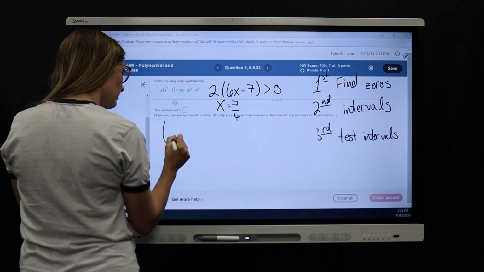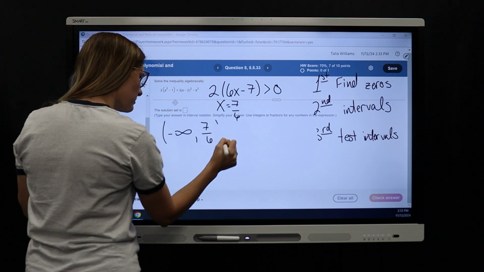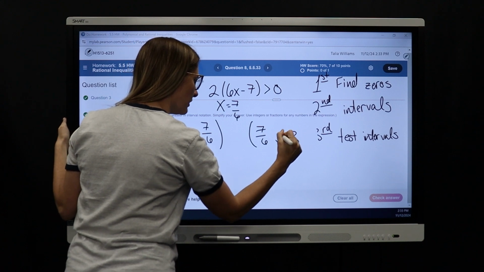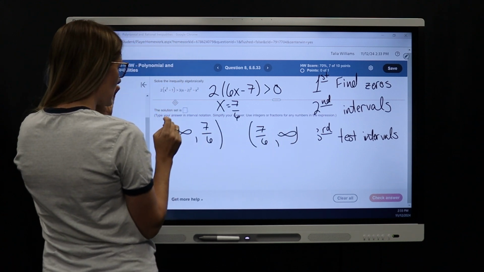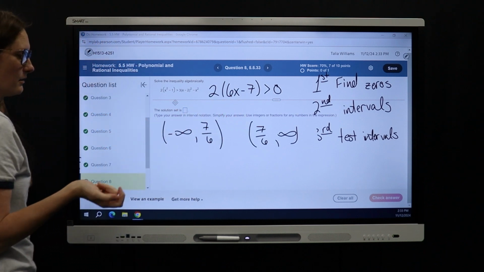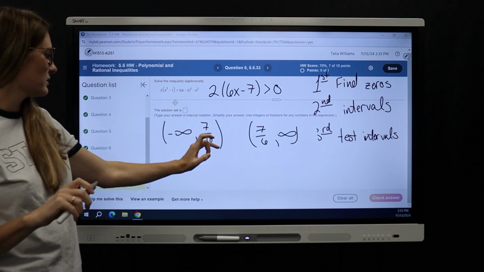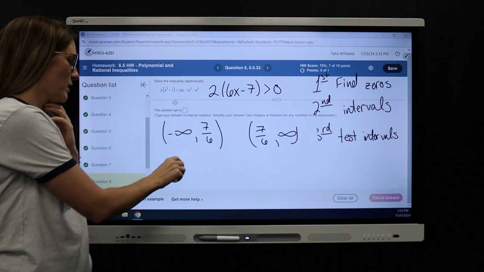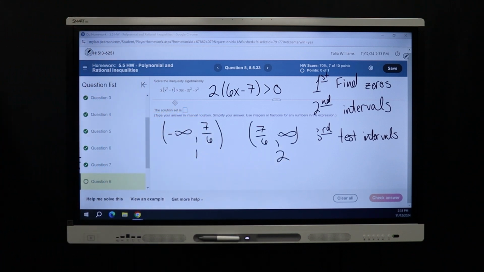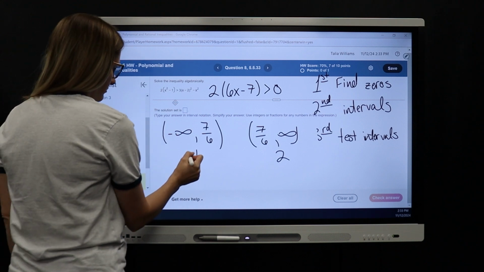Then my intervals, I'm going to do negative infinity to 7 over 6, and then I'm going to have 7 over 6 to infinity. Yes, the 0 is ugly, but that doesn't mean my test interval has to be. So 7 over 6, 6 over 6 is 1, so I can use 1 here and 2 there. I could use 0 here as well if I wanted to. Why not?